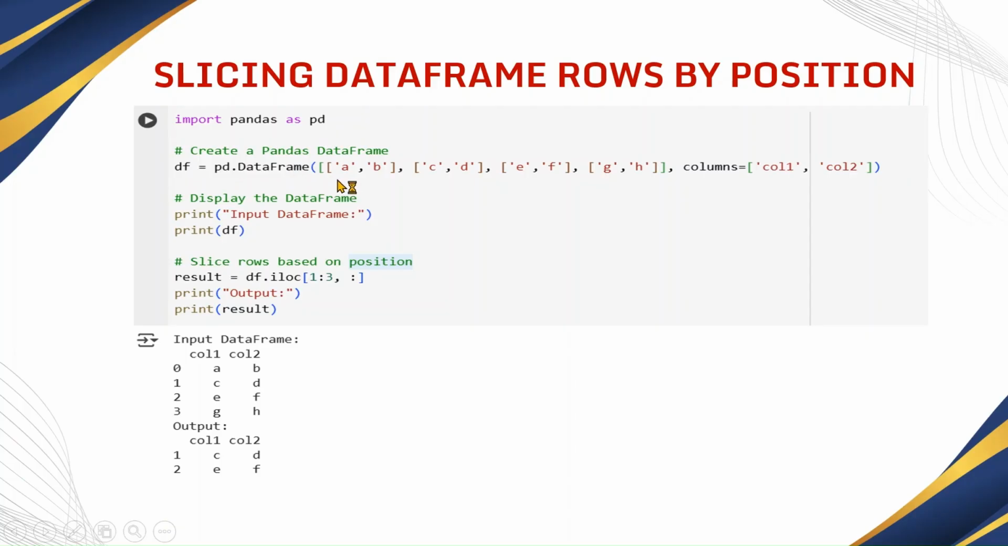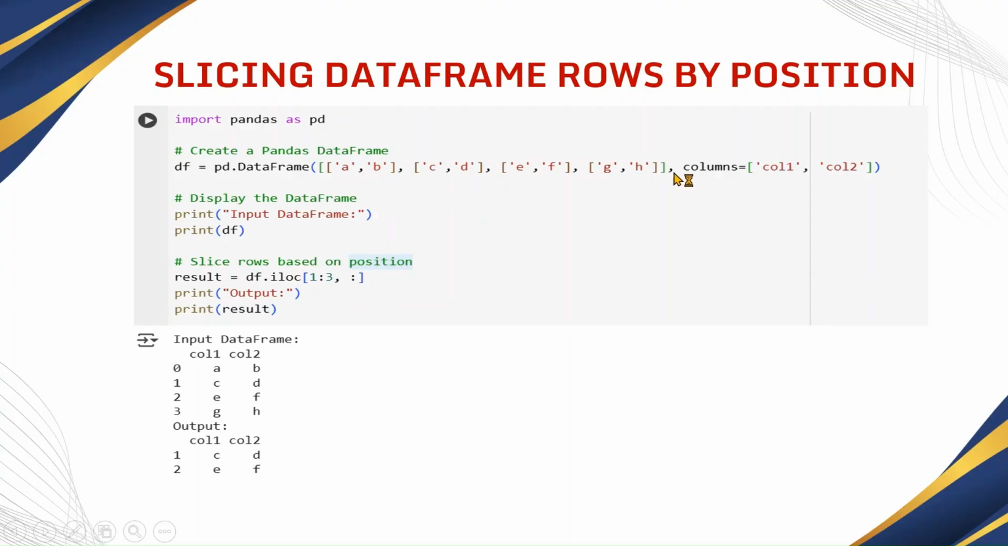Now here we have a list. Inside that we have inner lists, like A comma B, two characters as one list. This implies this is row number 1. C comma D is row number 2, one more inner list. E comma F, this is third, and this is 4. So 4 rows are being considered here. And we are not giving any row labels. So if you don't give any labels for the rows, it will start with 0, 1, 2, and 3 like that.